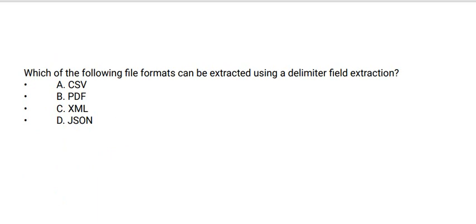Next question is, which of the following file formats can be extracted using a delimiter field extraction? Option A, CSV. Option B, PDF. Option C, XML. And option D, JSON. The correct answer is option A.